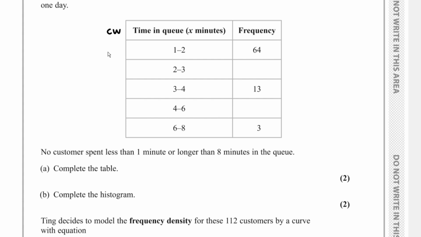Between 1 and 2, we have a class width of 1. Between 2 and 3, we have a class width of 1. Between 3 and 4, we have a class width of 1. Between 4 and 6, we have a class width of 2. And between 6 and 8, we have a class width of 2.